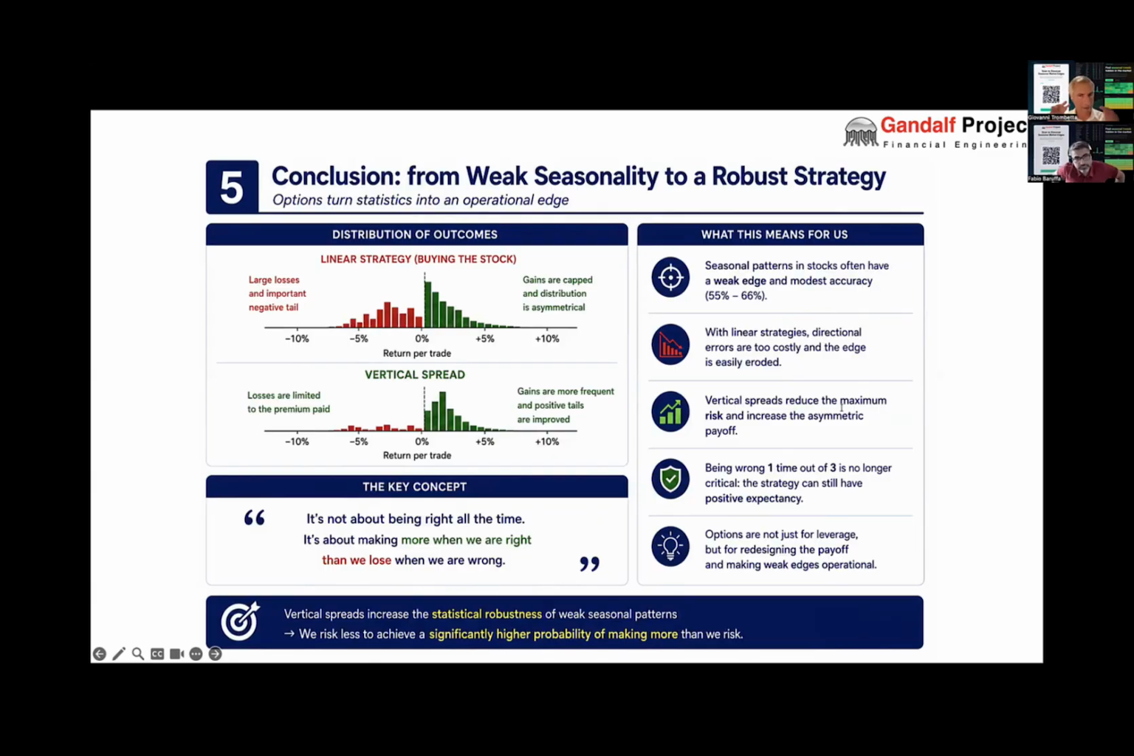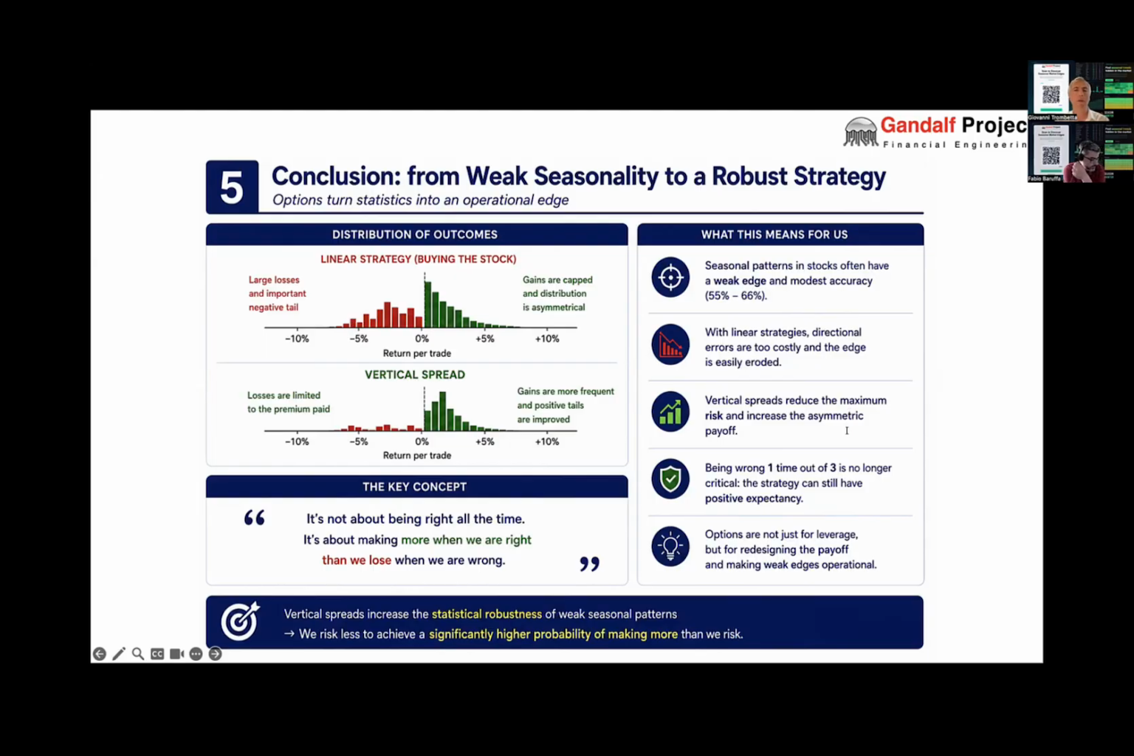So let's summarize the journey we are taking in these few minutes. We started with the seasonal patterns that showed a positive edge, but only moderate accuracy. By themselves, these signals are often too weak to support robust linear trading strategies. What happens with the linear approach? Losses can be large, directional errors are costly, for the reasons I said. The edge can easily disappear because of cost, slippage, and market changes.